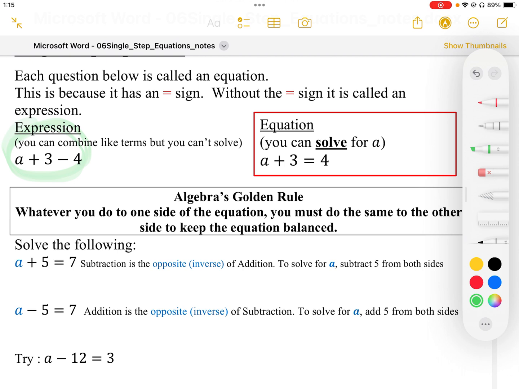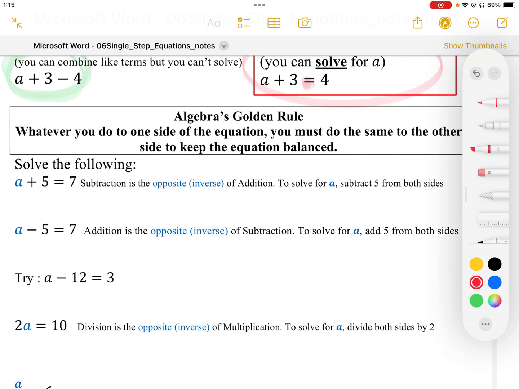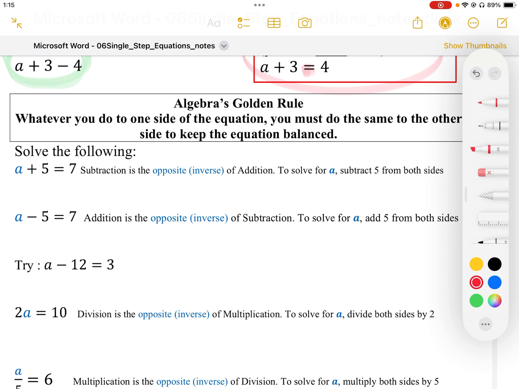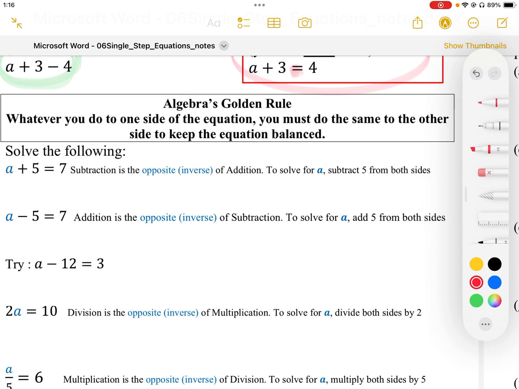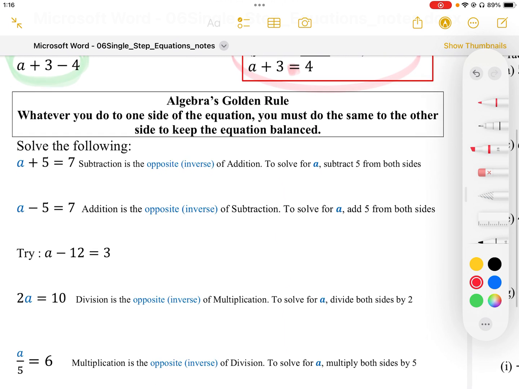On the right-hand side here, we have an equation. There's an equal, and we're going to be able to solve for A. We're going to be able to find out what A is. To do this, we're going to use the properties of equations, and the main idea is we're going to keep everything balanced. What we do to one side, we're going to make sure we balance on the other side.